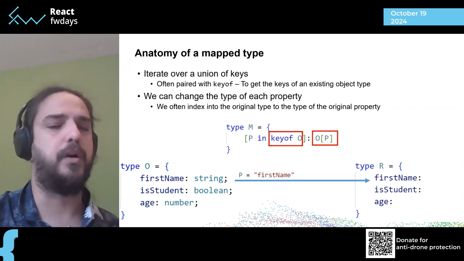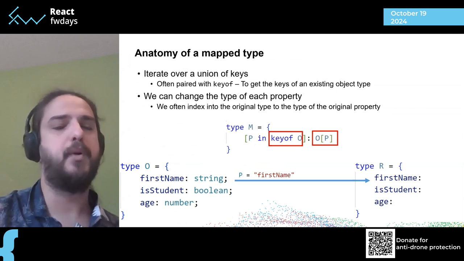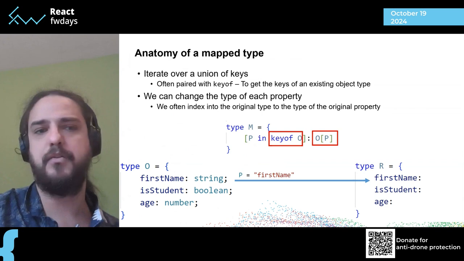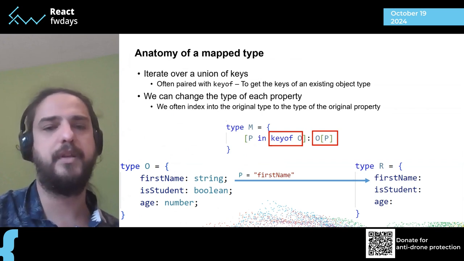So how does this work? Well, TypeScript is going to go through each one of these keys, and then P, that type parameter there, is going to be in turn each of the keys of the O type.